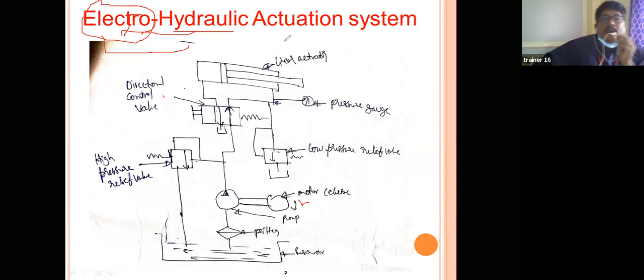So now I will explain it clearly. What is happening? This is the linear actuator, that means a cylinder arrangement, and this is the piston arrangement. Cylinder and piston.